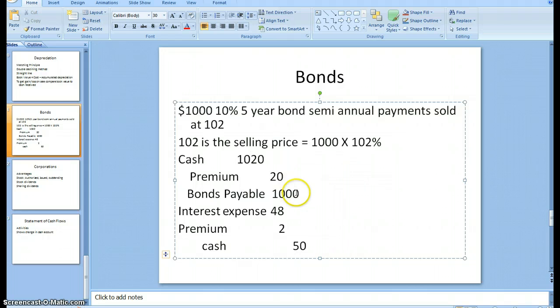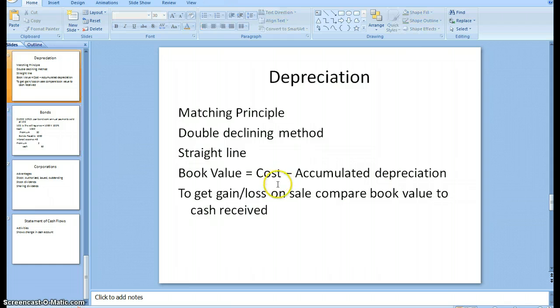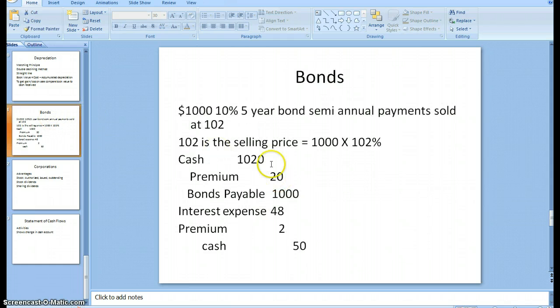Okay, and bonds payable, like notes payable, is always at face. So then the difference is either a premium or a discount, depending if the cash received is more or less than the face value. So in this case, we have a premium. To figure the interest, you have to amortize that premium, and it's going to affect the interest expense. So you have to take that premium, divide it over the life. So I took the premium in this case, divided by 5 years, gives me $4 per year, semi-annual payments, so I'm going to divide it by 2.